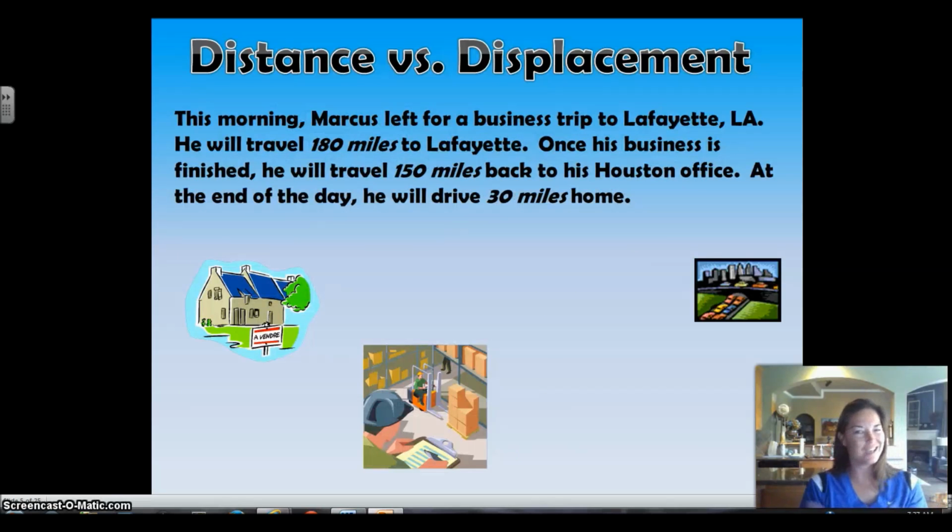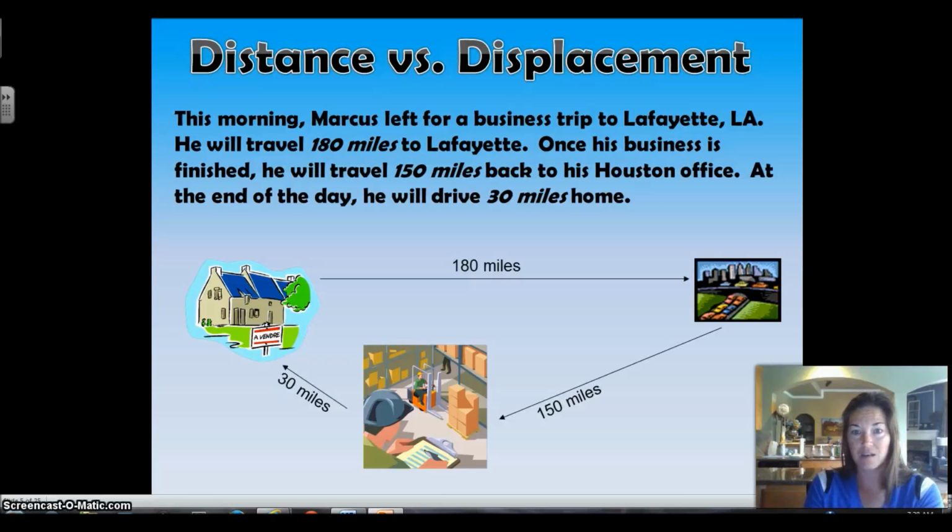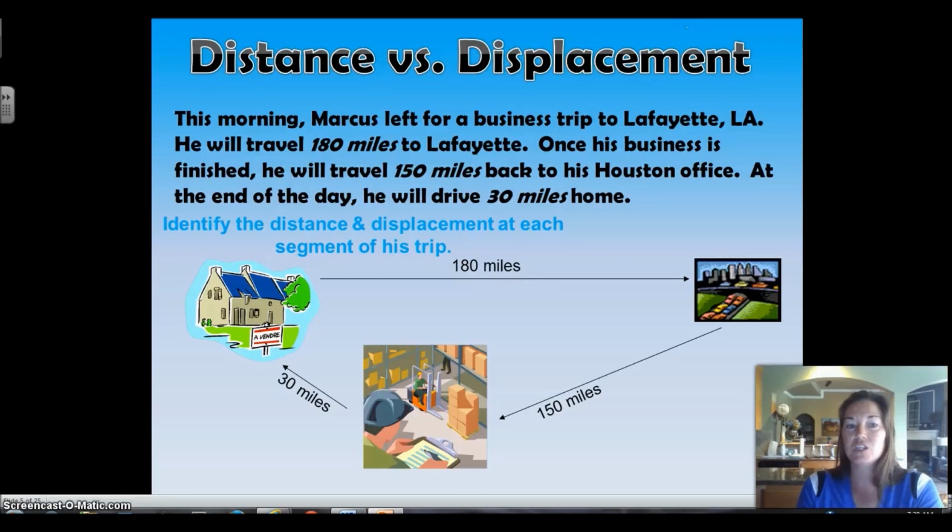Here's another example in case it's still a little confusing for you. This morning, Marcus left for a business trip to Lafayette, Louisiana. He will travel 180 miles to Lafayette. Once his business is finished, he will travel 150 miles back to his Houston office. And at the end of the day, he will drive 30 miles home.